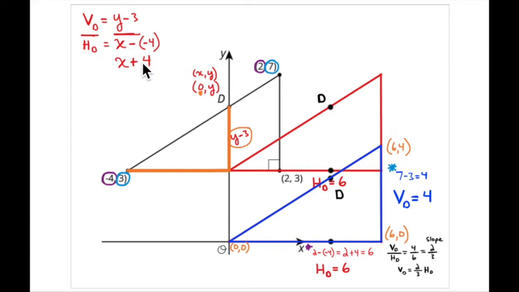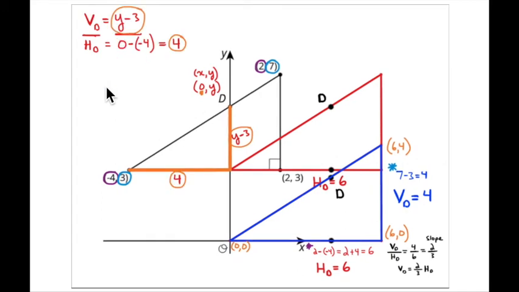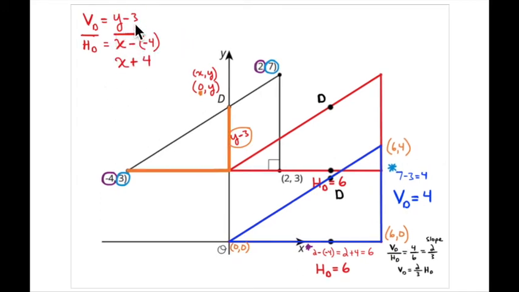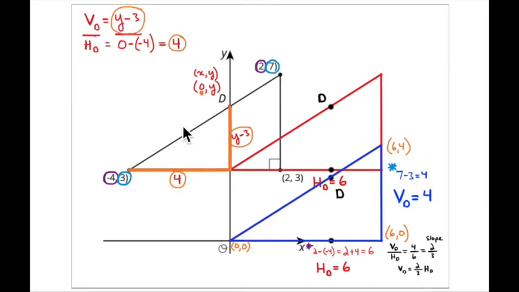So I'm sorry, to get the length in the horizontal direction, you have to add 4 to it. So wherever you are on this, to get this length right here, you have to add 4 units to what the x value is. So the equation is y minus 3 over x plus 4. And what's that all equal? It equals this 2/3 way over here. It equals the slope.